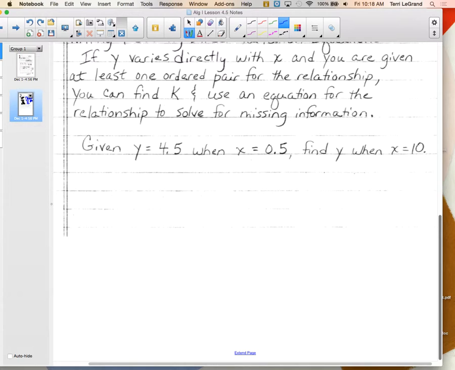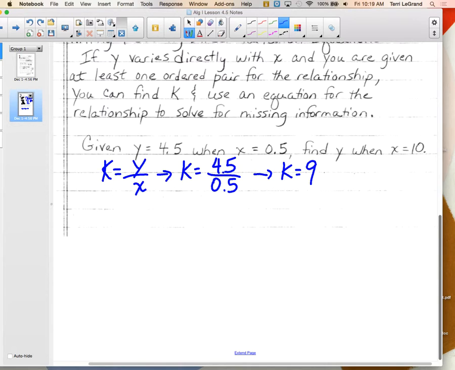Okay, so given that y is 4.5 when x is 0.5, what should we do? We need to find the k value, which will help us write our equation. K would equal 4.5 plus 0.5, or y plus x. No, not y plus x, y divided by x, y over x, like we were just doing up above when we were looking to see if there was a k value. So k equals y over x, which is 4.5 over 0.5. That's really asking how many halves are there in 4.5? 9 of them. So k equals 9.